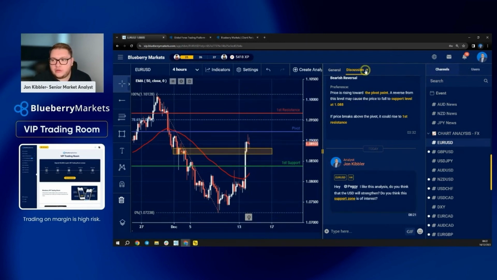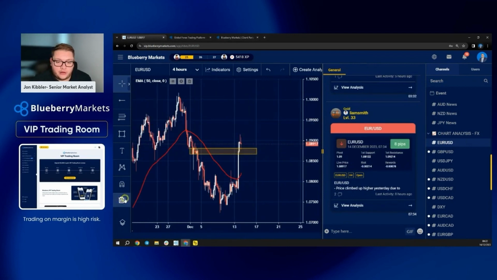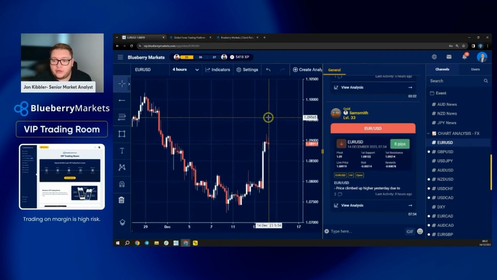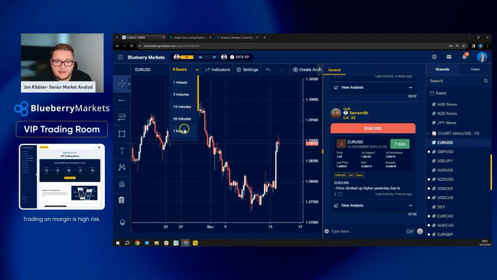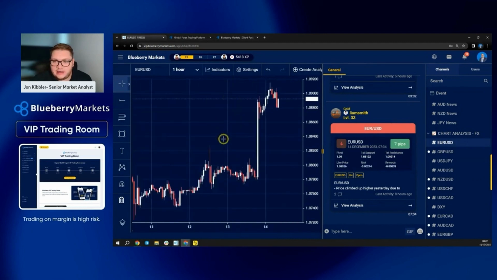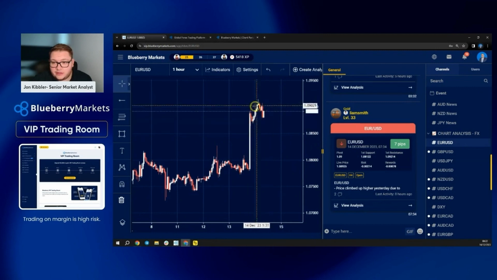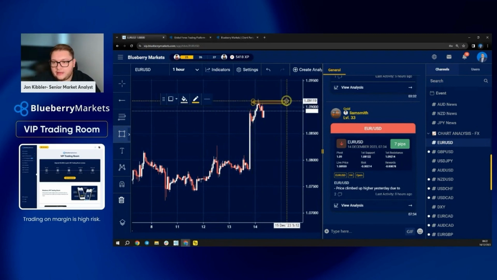The other thing we can do is create our own analysis as well. So let's say we want to create our own analysis on euro US dollar. Let's go to an hourly chart, and let's say that price has obviously rallied after news. We can see that price is kind of stalling in and around this area. So I'm going to apply a rectangle at these lows through there, and I'm going to apply a rectangle down through here.